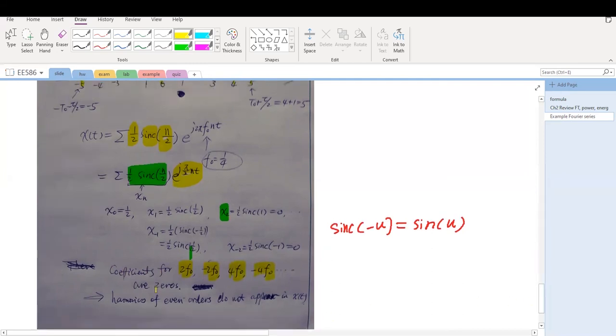What is the physical meaning of this? That means harmonics of even orders do not appear in this signal.